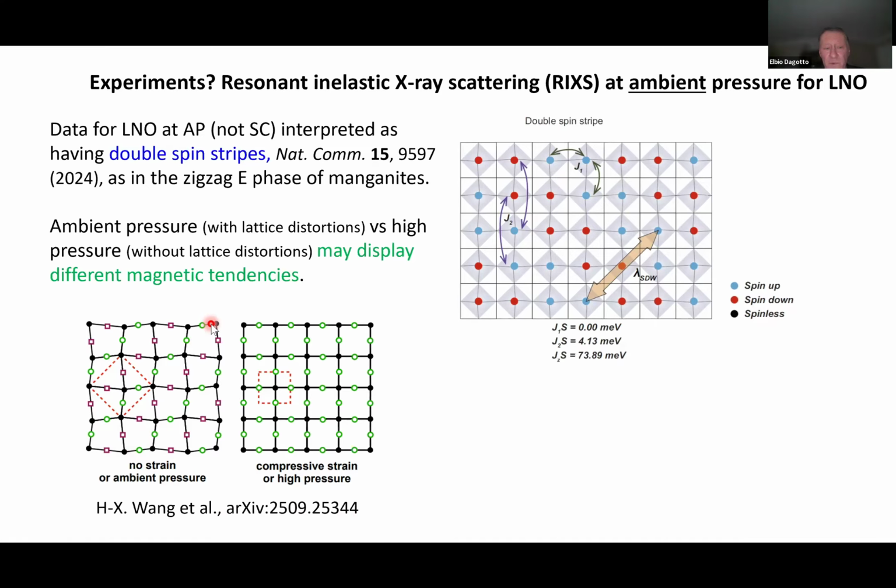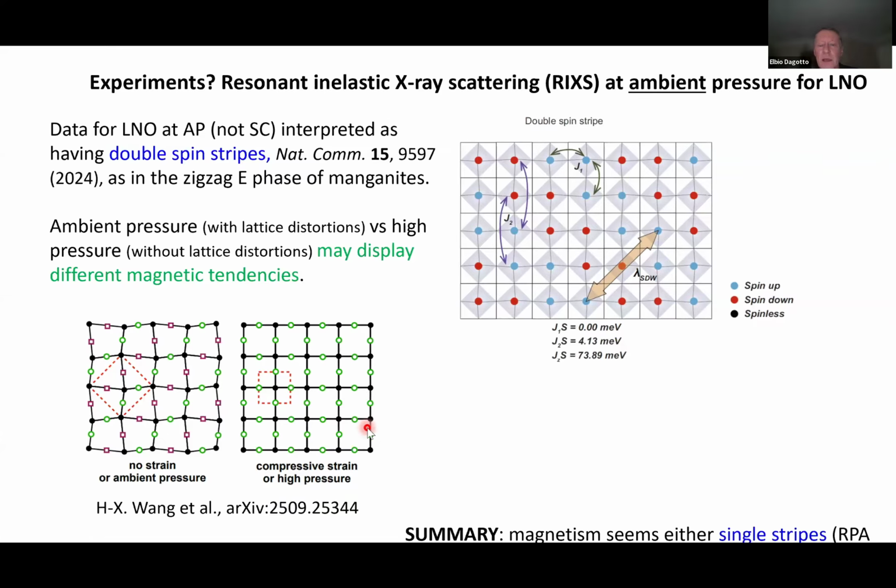So, from my perspective, there is a possibility that the lattice may be cooperating with the magnetism in producing these double stripes. And then if we were able to stabilize the high pressure phase, then it would go from double stripes to the single stripe.